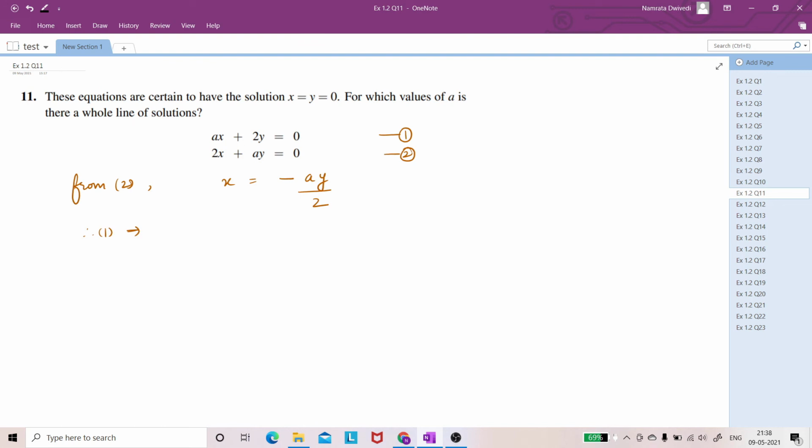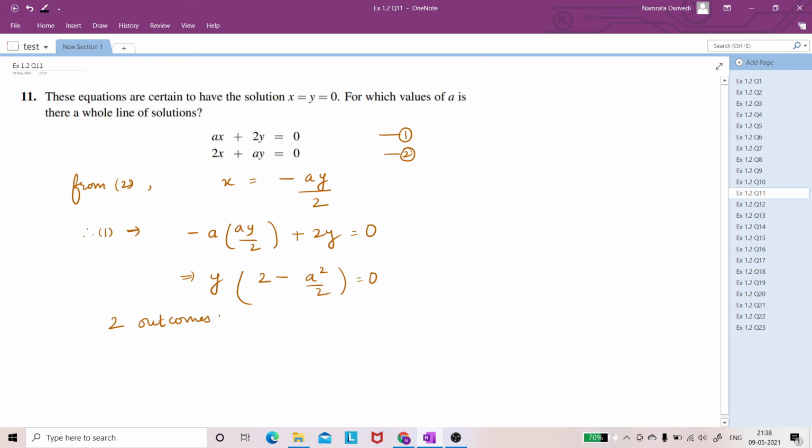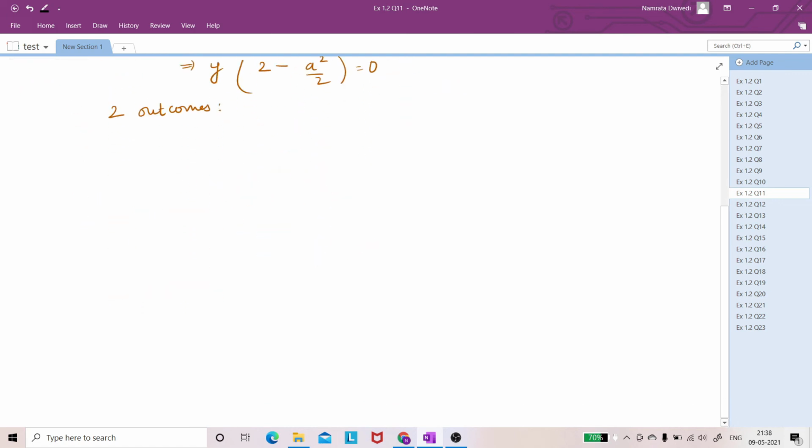what does it imply? Okay, we'll write it. So minus a into ay upon 2 plus 2y equals 0. So this implies we'll take y common. So it is 2 minus a square upon 2 equals 0. Okay, so this gives us two outcomes. What are they? I'll write it down. So the first outcome is y is equal to 0 and therefore x is also equal to 0. Yes, this one is already known.